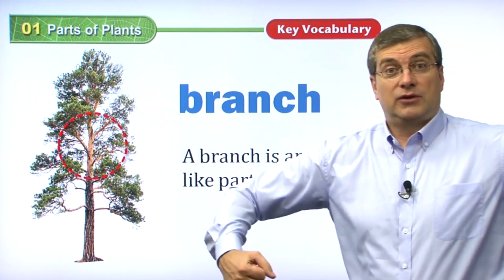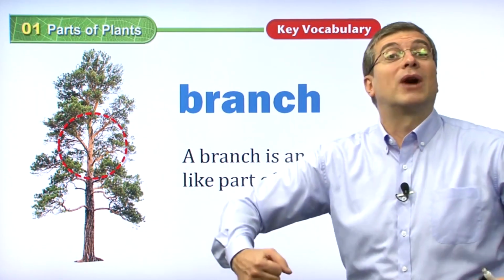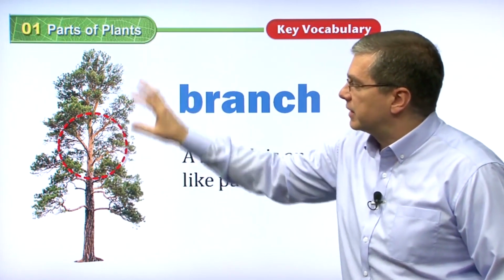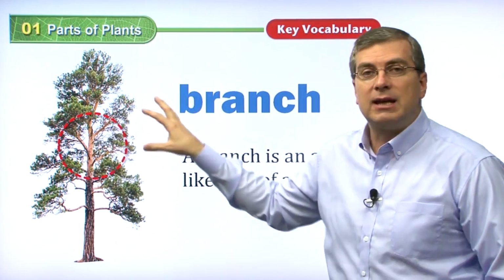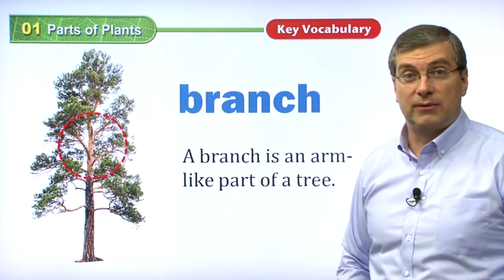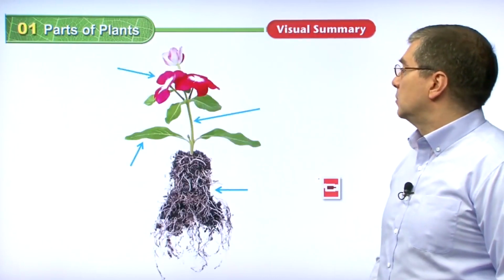Okay, a branch is an arm-like part of a tree. So if you look at me, I've got two arms. It's like I have two branches, right? But a tree, of course, has many different branches. And these, of course, support the leaves where the tree takes in air and sunlight, as we saw before. Okay. Let's move on here.